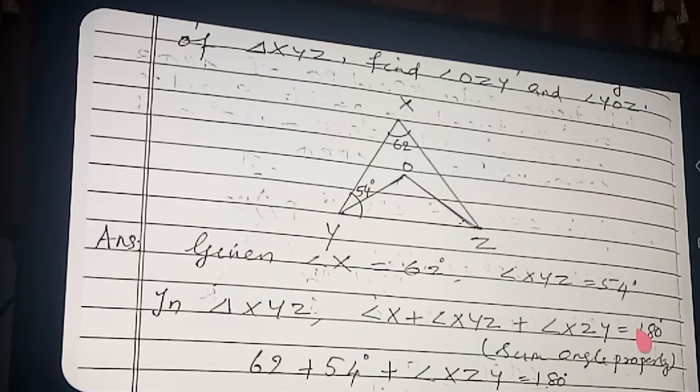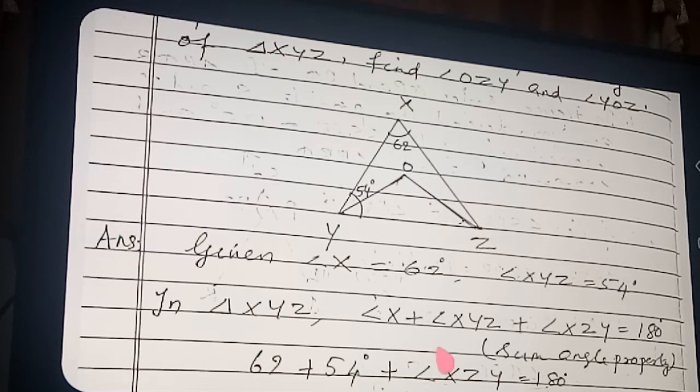Okay. So we will apply that result, because already you know two angles. Which angles? Angle X is known, angle Y is known. So now what do you want to find out? Angle Z. Then you can find out this angle and this angle, all the three angles you can find out. Okay, come to the question.